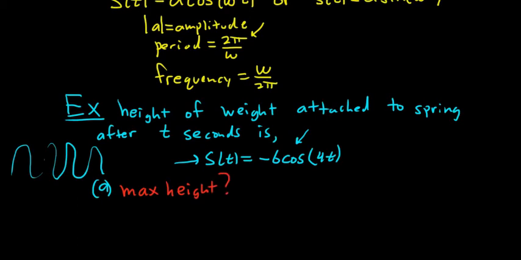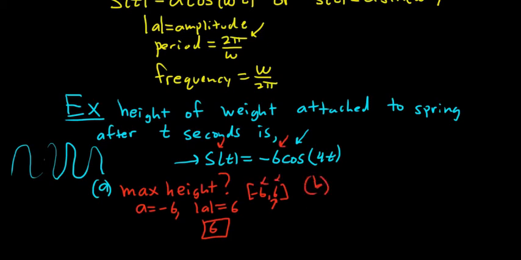The maximum height above the equilibrium should be the maximum value of the range of this function. In this problem, A is -6, and the amplitude is the absolute value of A, which is 6. So the range is -6 to 6, and the maximum height is just 6. That's as high as this function goes. This function oscillates between -6 and 6.